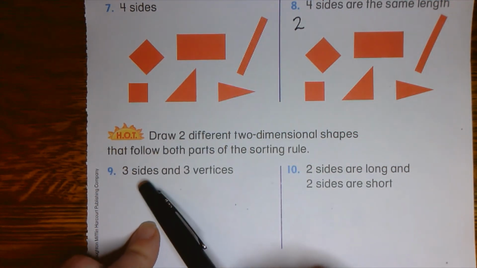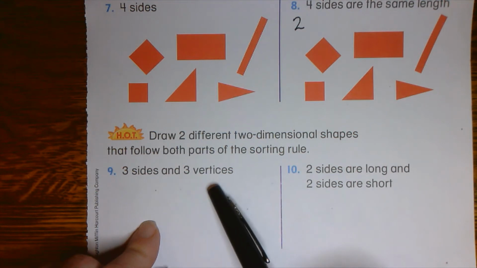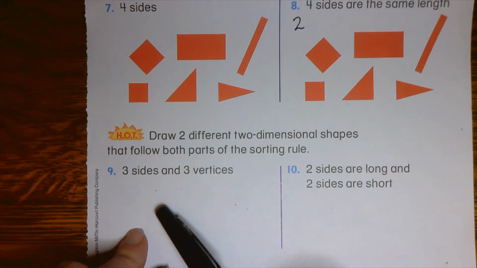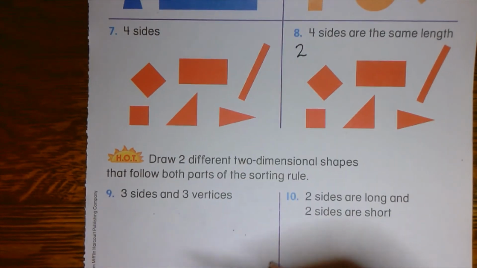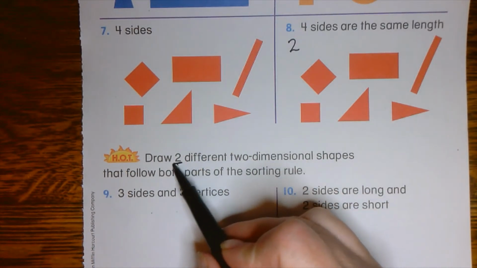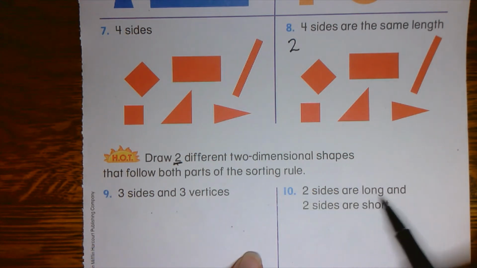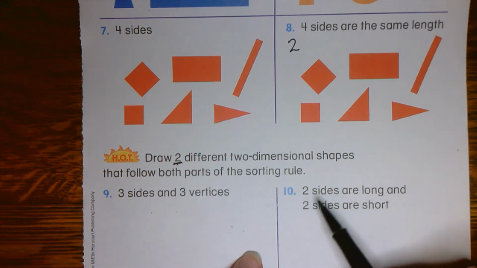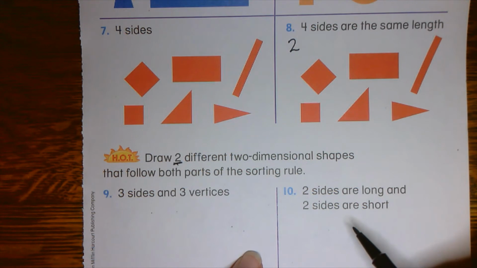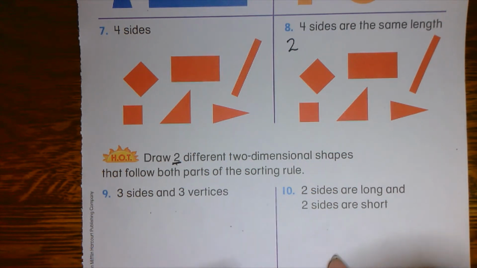So 3 sides and 3 vertices. What kind of shape would you draw for that? Remember, you have to draw 2 of them for here that have 3 sides and 3 vertices. Over here again, you need to draw 2 of them, 2 sides long and 2 sides short. Now also notice if there are 2 sides and 2 sides, how many sides does that give you? All right, and 2 of them will be long and 2 will be short. Last page.